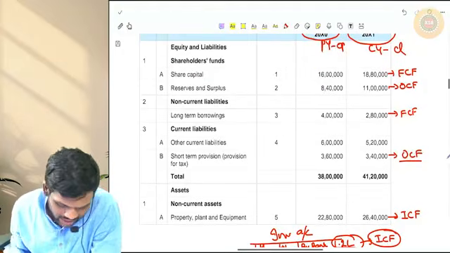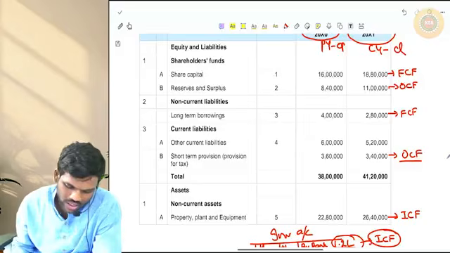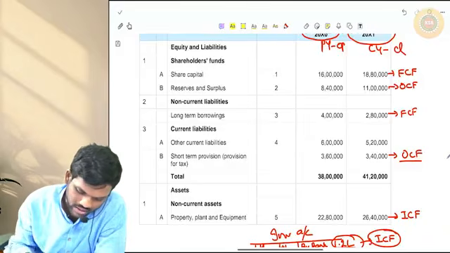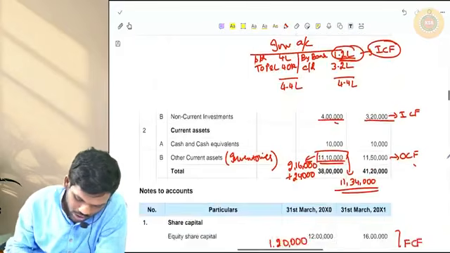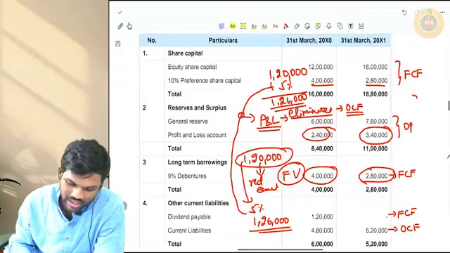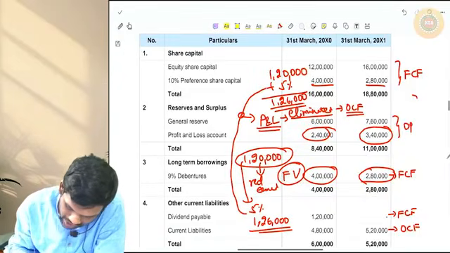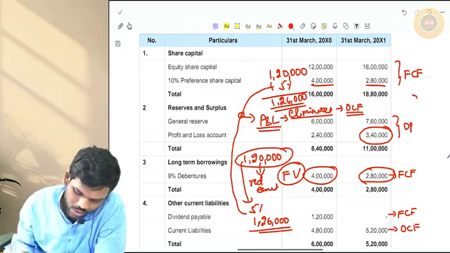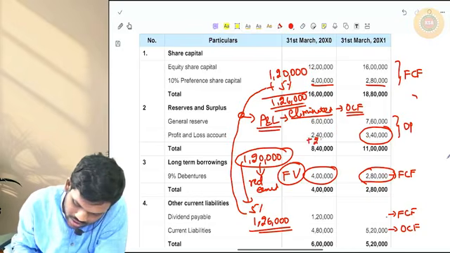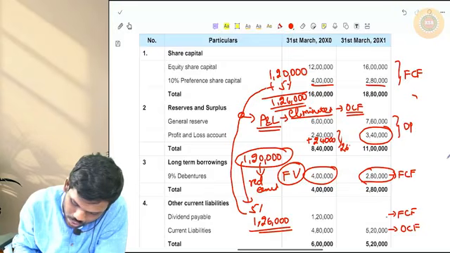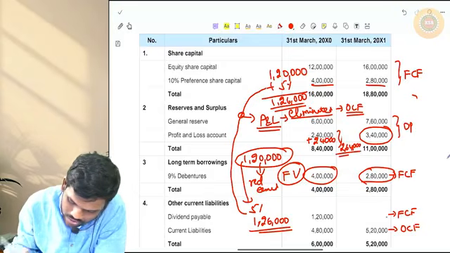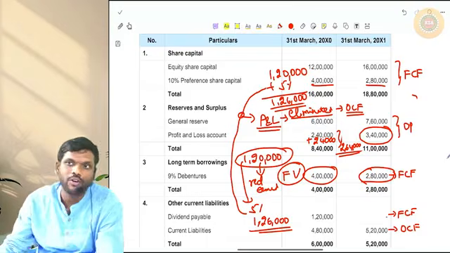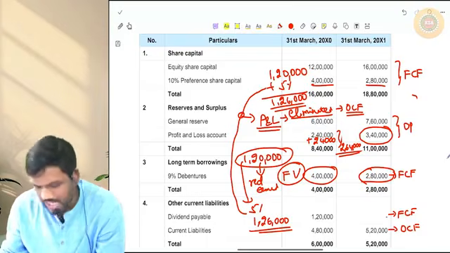And then once you increase your last year closing inventory, profits also will increase. That profit increase will go and increase your reserves. Especially under reserves, you have to increase your P&L, because profit would have increased. Earlier it was 2,40,000. Now it will increase by 24,000. So your revised P&L will be 2,64,000. This is what should be taken for the purpose of cash flow statement.